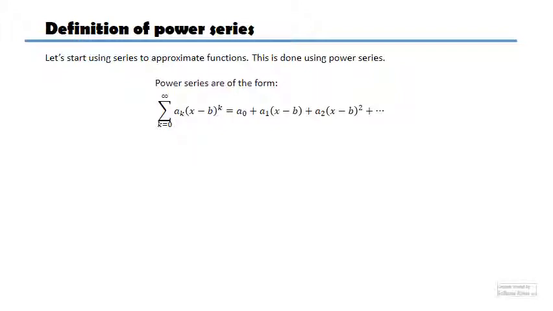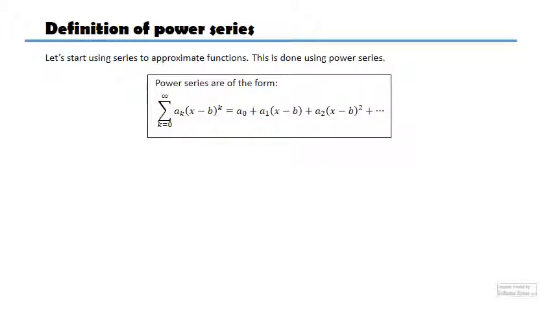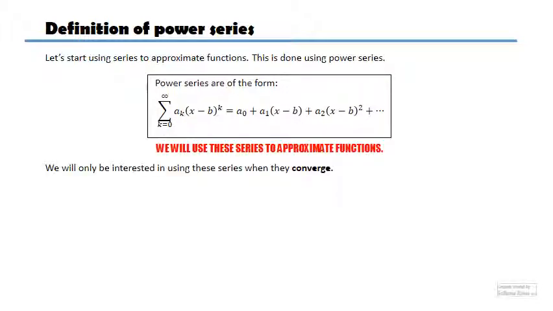Now we might have this x minus b or plus b or something like that, and that's another part of what the power series looks like. This is just going to be a constant term for all of the elements of the series. If b is equal to 2, then we're going to have a1 times x minus 2, a2 times x minus 2 squared, and so forth. And this is the general formula of power series. And these are the ones we're going to be using to approximate functions.